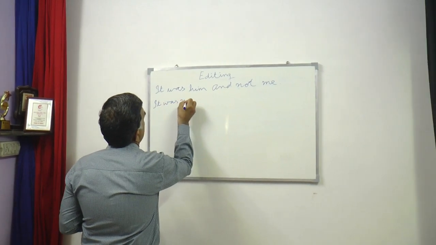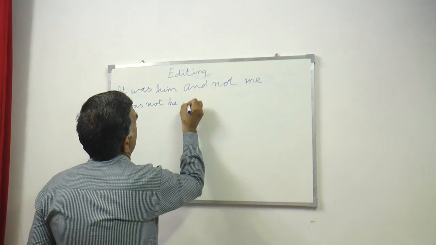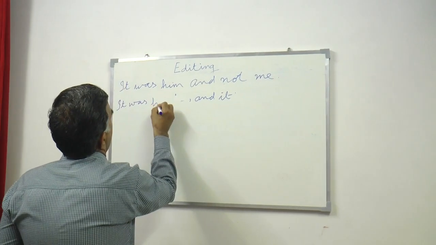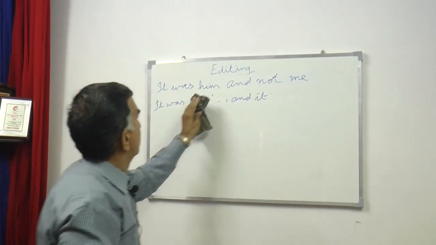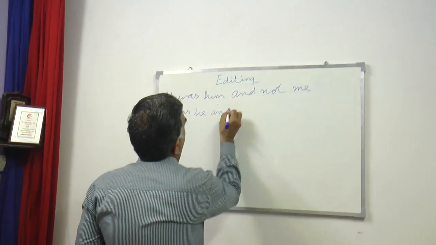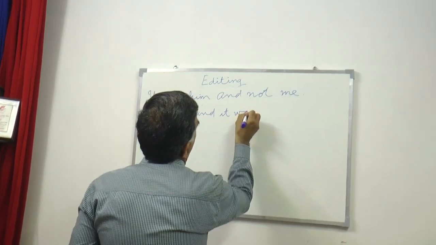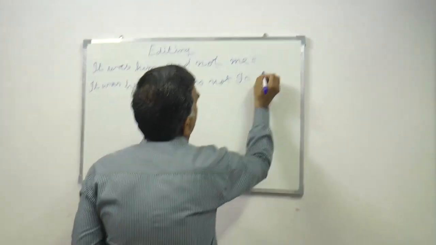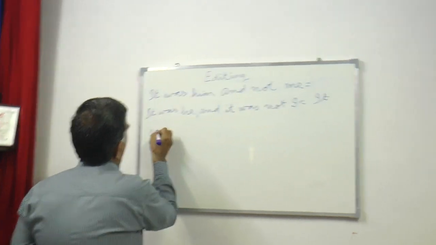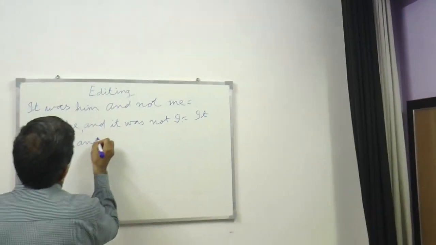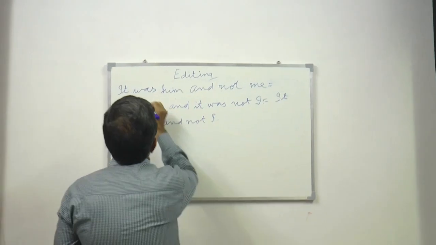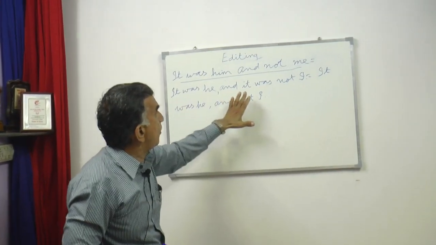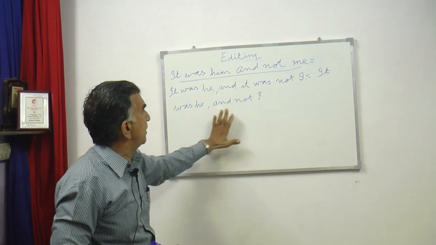It was not he and it was he and it was not I. This is equal to it was he and not I. Now, this sentence, it was he and not, it was not I, becomes it was he and not I.